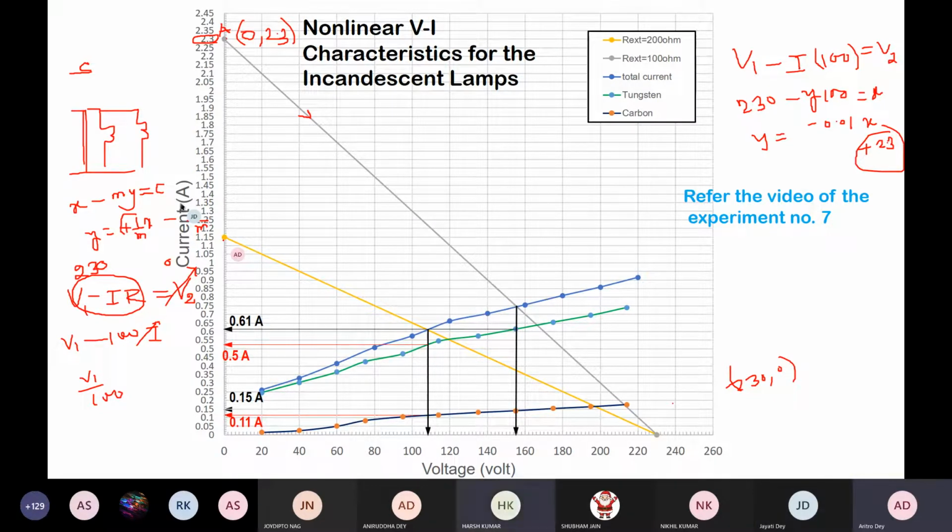Sir, my previous question was from the VI characteristics, how are you deriving the plots like the arrowheads, which you have as black arrowheads?